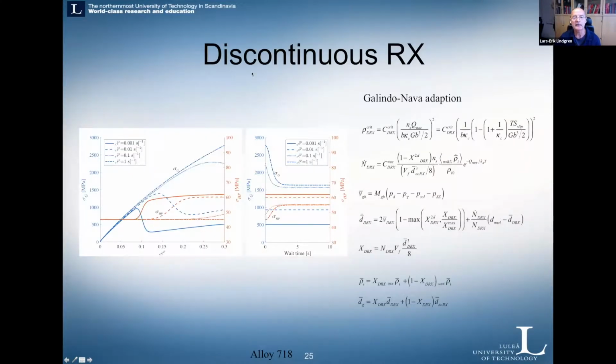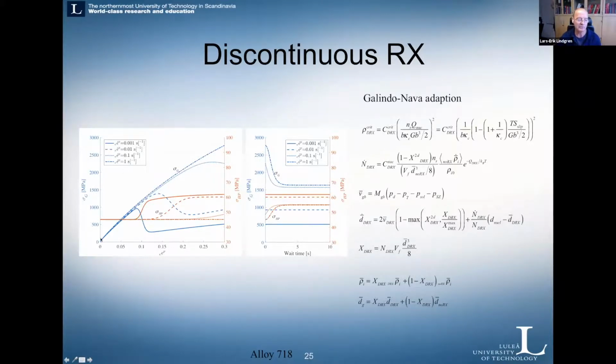Dynamic or discontinuous recrystallization. Usually we say dynamic discontinuous RX, DDRX. I don't like the word dynamic. In this model, I won't go through it, but basically we have a model driven by dislocation density. When it's high enough, we trigger this. And then the dislocation density goes down because you grow new grains, which have a lower dislocation density. So we change the so-called strain hardening term. We also change the Hall-Petch term.